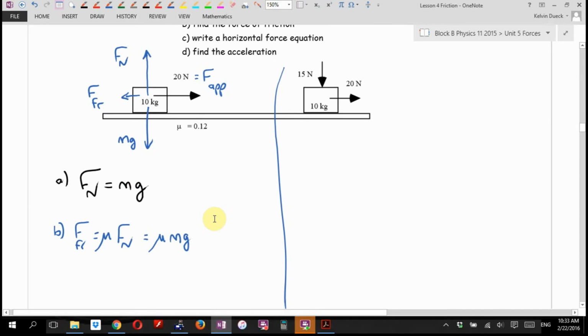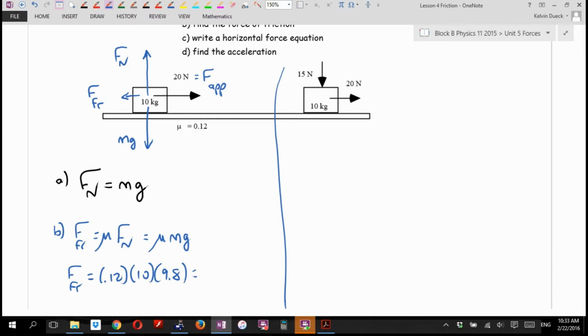So I can safely say friction is going to be 0.12 times 10 times 9.8. I think I can do this in my head. 10 times 9.8 is going to be 98. 98 times 0.12, it's going to be 9.8 plus 1.96. It's going to be 11.76. Yeah? Derek, 11.76 what? Because it's a force. I'm going to pause. I want to compare that with the other one, the one on the right.